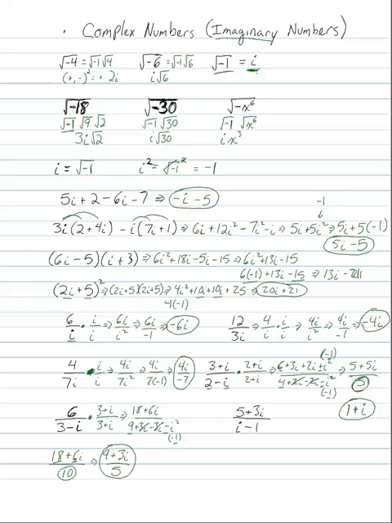Try that with the last one. I have 5 plus 3i over i minus 1. Again, I got a binomial in the denominator, so I'm going to multiply top and bottom by the conjugate, i plus 1. So on the top, I'm going to get 5i plus 5 plus 3i squared plus 3i. On the bottom, I'm going to get i squared plus i minus i minus 1.